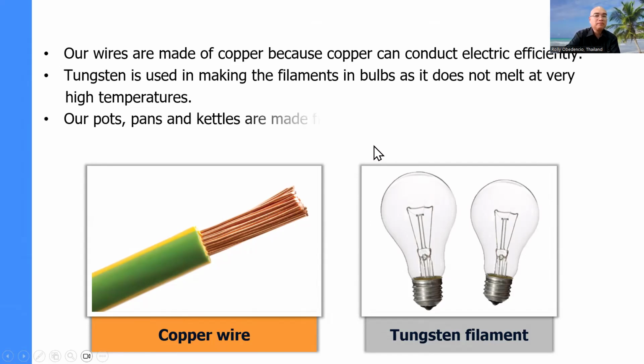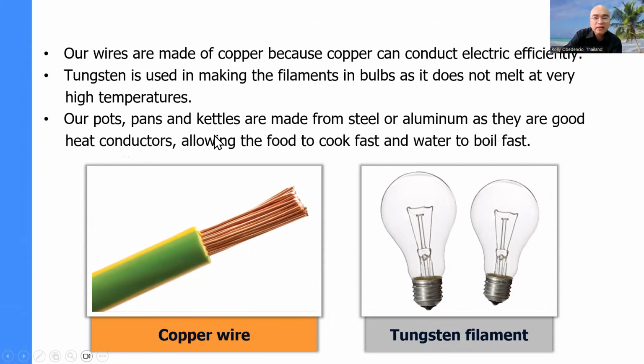Our pots, pans, and kettles are made from steel or aluminum, as they are good heat conductors, allowing the food to cook fast and water to boil fast.